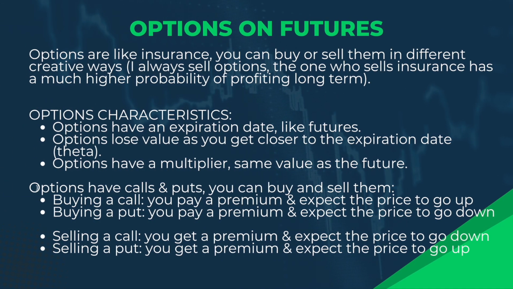Now, options also have calls and puts. So obviously you can buy and sell them. When you buy a call, you pay a premium and you expect the price to go up. When you buy a put, you also pay a premium. So anytime you buy anything, obviously you have to pay for it, and it's called a premium. And when you buy a put, you expect the price to go down. Very simple.